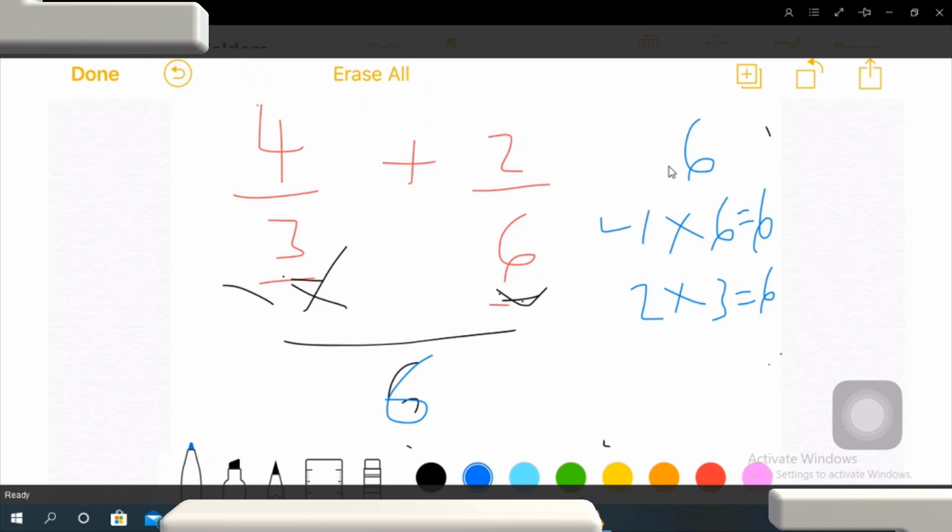And that is where, in every Zoom meeting during the time we're doing this, I always ask you what 1 is called and what 6 is called. So 1 is a factor, 6 is a factor. This 6 here, the answer we get here, is the multiple or the product. This 2 here is a factor, this is a factor, and this is the multiple or the product.